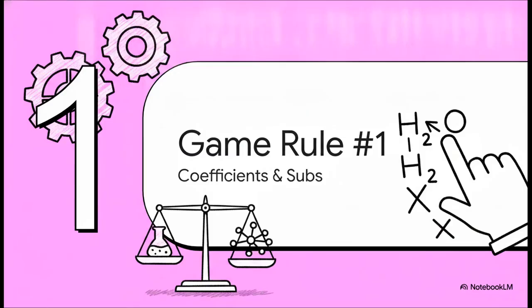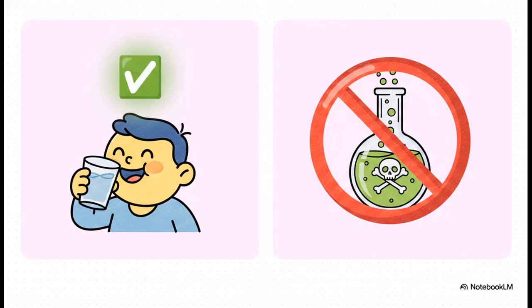So, game rule number 1, coefficients versus subscripts. Before we just start mashing buttons, let's look at what we're actually allowed to change. Here is the golden rule, the one thing you have to remember. You are completely allowed to adjust the coefficients, those big numbers you place in front of a chemical formula. Changing a coefficient just changes the quantity of that specific molecule. Easy enough, right? But you can never, ever touch those tiny little subscripts.